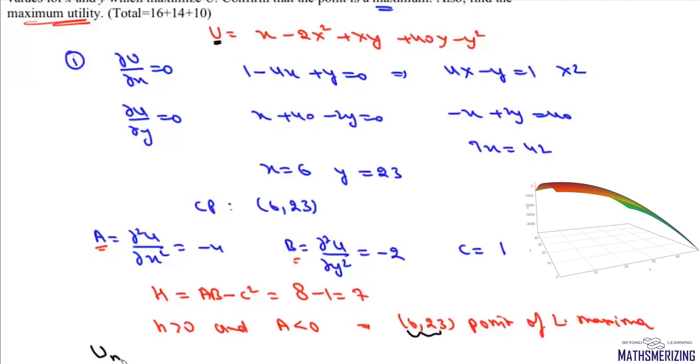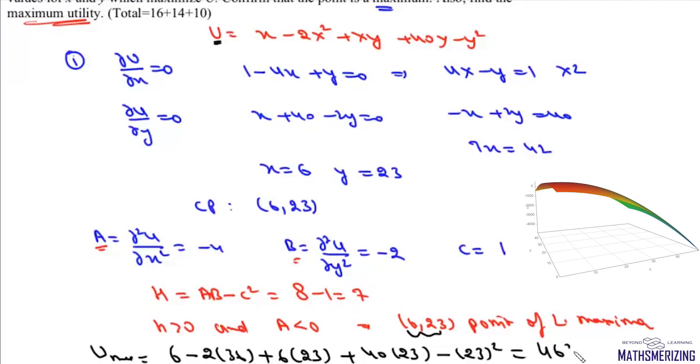So this maximum utility will be 6 minus 2 into 36 plus 6 into 23, plus 40 into 23 minus 23 square. And this value is 463. So our critical point is (6, 23), which is the point of local maxima, and the maximum value of this utility is 463. So this is how we find maxima and minima for functions in several variables.